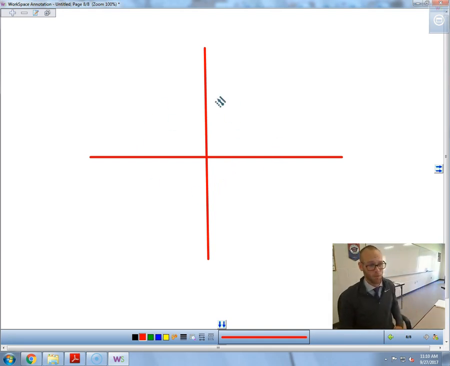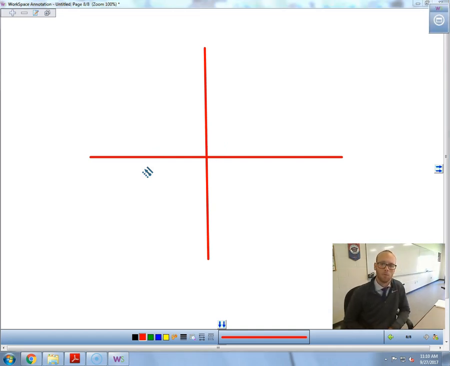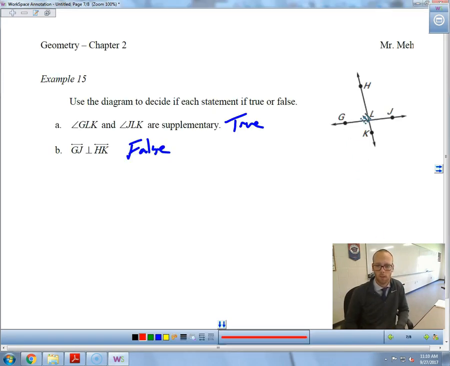I don't know if those are perpendicular. Why not? Because I don't see something that tells me they are. If I see this, I know they're perpendicular. If I don't see that, I don't know. I can't say that they are. So going back to this one, does it have the right angle symbol in there? No, it doesn't. We're going to have to say it's false. So just be careful there. Don't assume things are what they are just because they look like it. You have to look for symbols and other things that you would know.